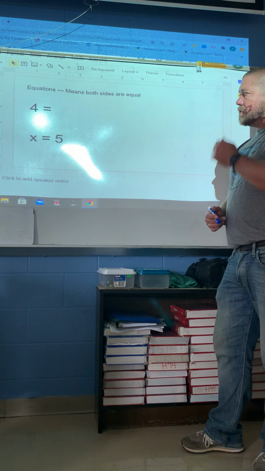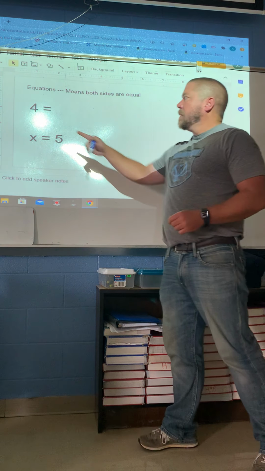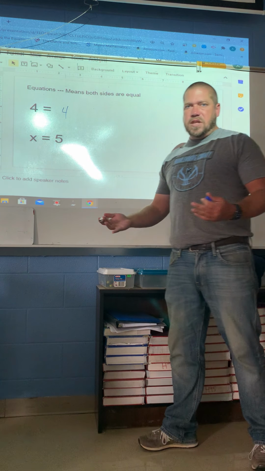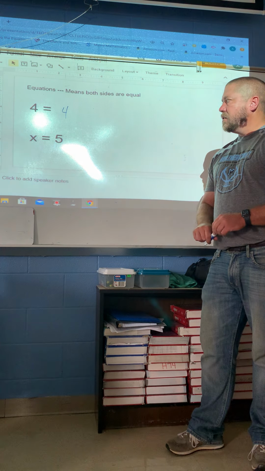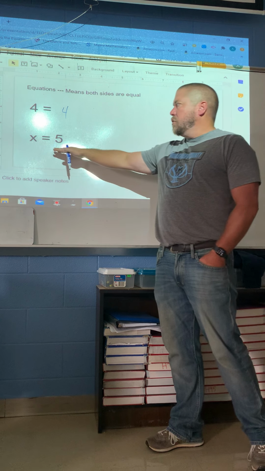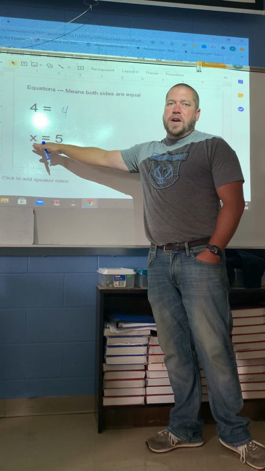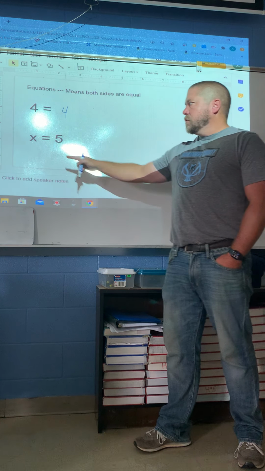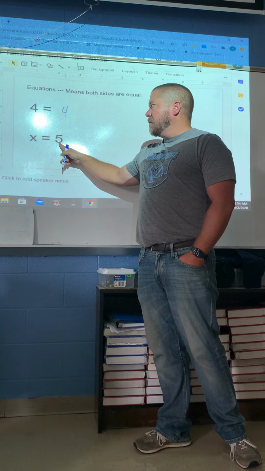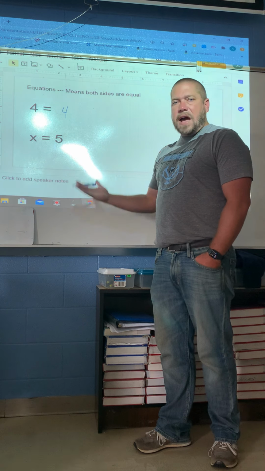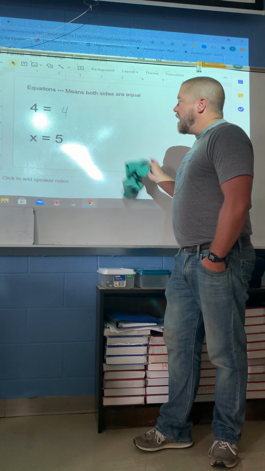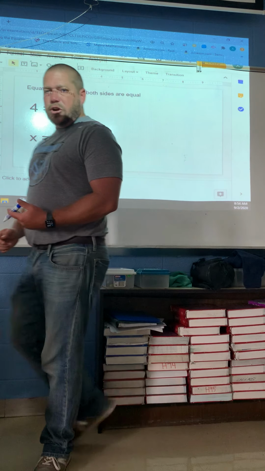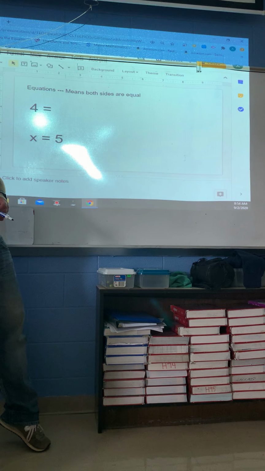So dealing with equations, we understand that 4 equals 4. We all know that. If we get into x equals 5, now we're throwing variables in there. A variable just means an unknown number. So in this case, we have x equals 5, so x is 5. Those are very simple, but I want you to get that basic understanding before we get into trying to solve these things.